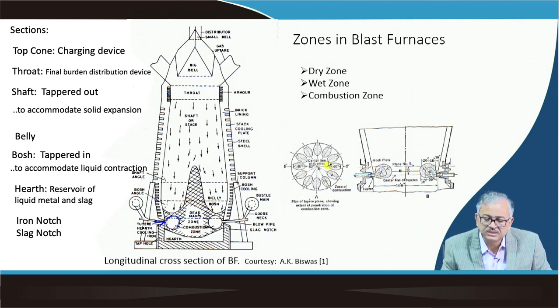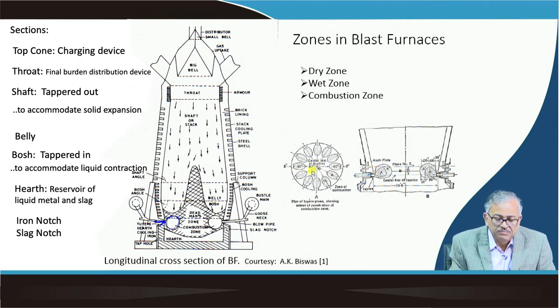You can see it better this way, because in the longitudinal cross section you can find only two tuyeres. Actually there are a number of tuyeres in the plan view, and these are all the raceways. This is the raceway where the carbon burning takes place, in this region only, not beyond that point. Beyond that point oxygen doesn't reach.